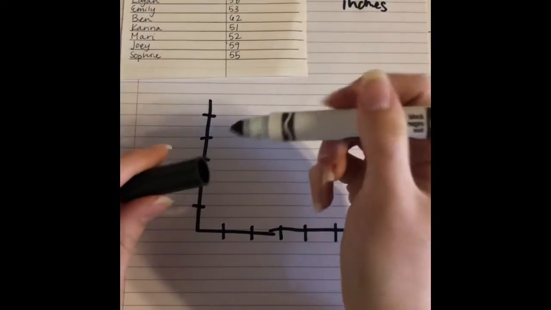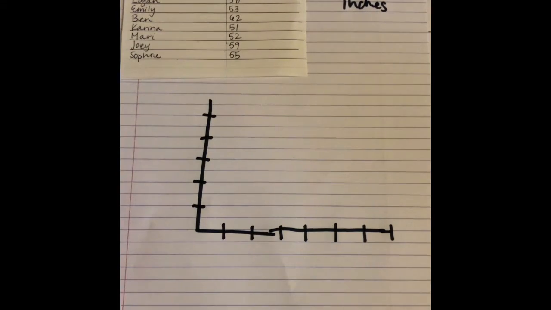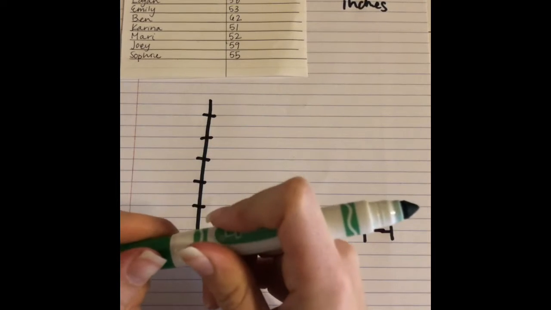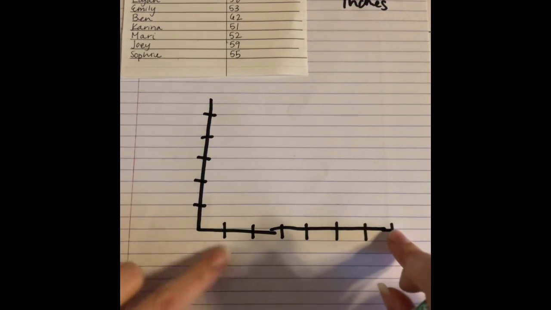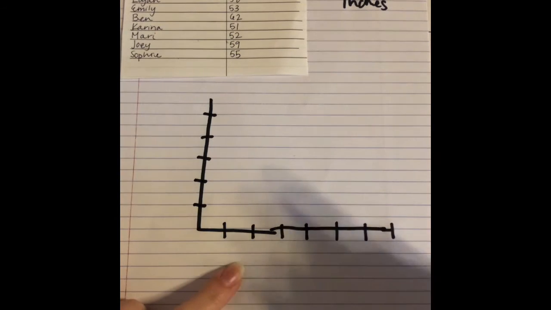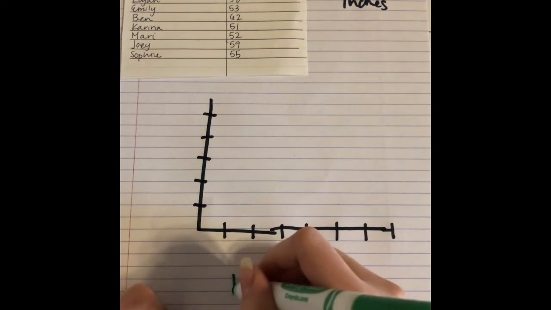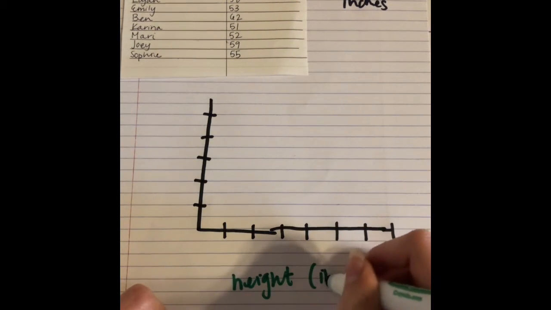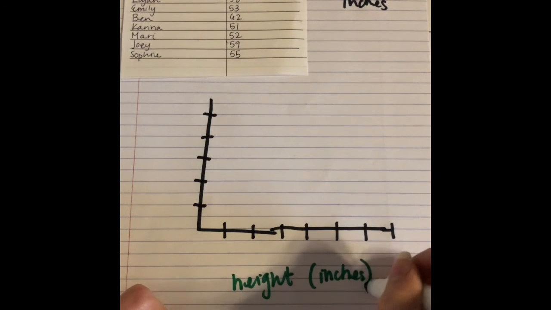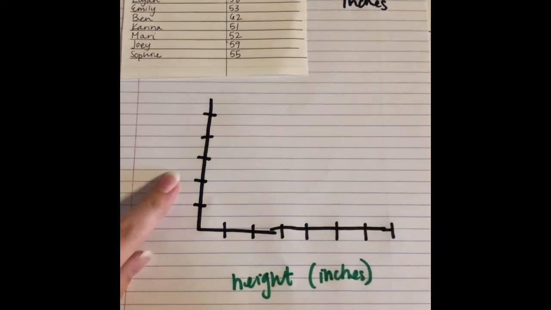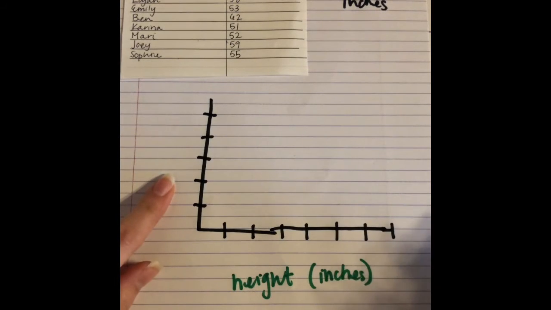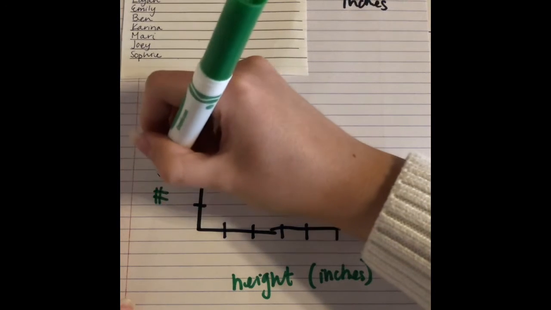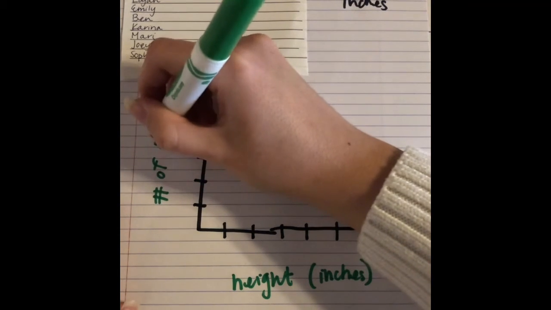So now we're going to add some labels. So at the bottom of our chart, the one that's going side to side, this is going to be our height ranges. So we're going to call this height. We know that this is in inches. And then on our left side, this is going to be number of students that fall within those ranges. So I'm just going to say number of students.